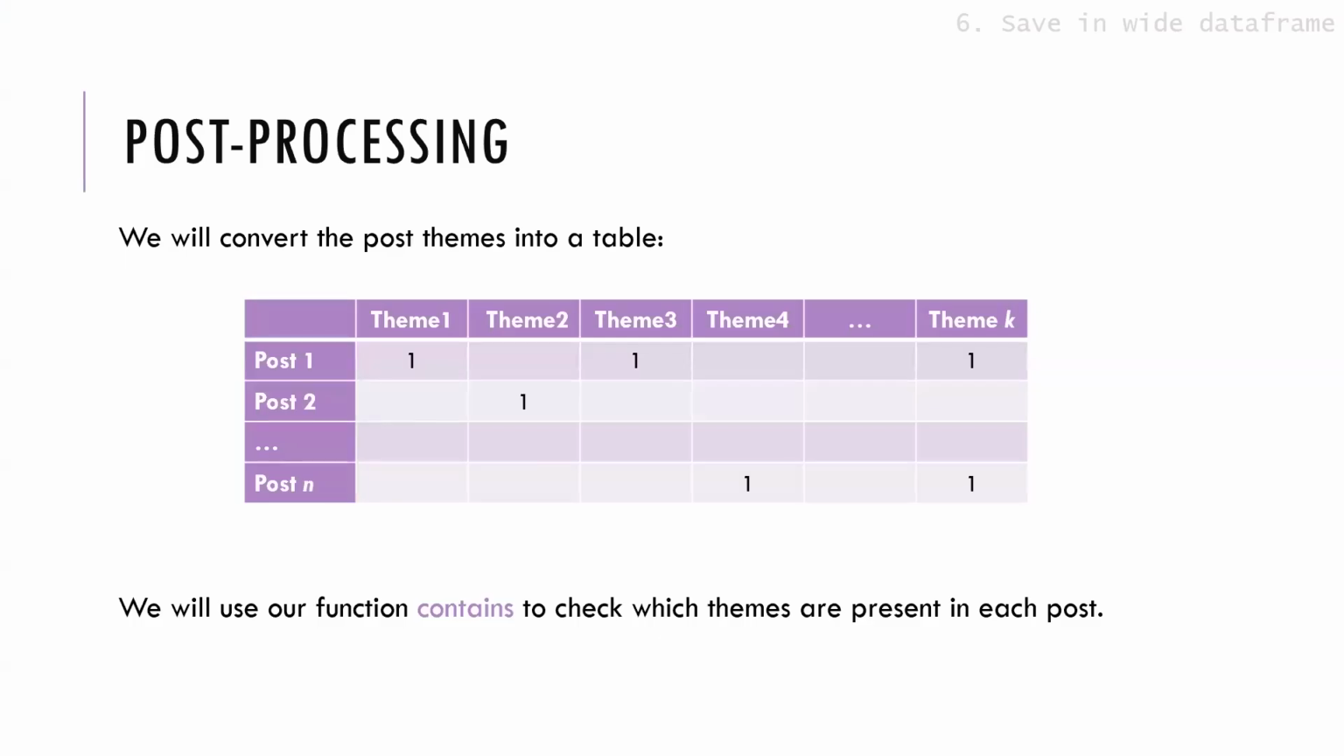Now, maybe for your analysis, you might find that you would prefer a table like the following. Okay, so I've included some scripts to convert the data into a table where the rows are the different posts, right? And then the columns are all the themes, and then you put a 1 if that theme is present in that post. Okay. So in order to do this, we will need our function contains. Basically, we're going to run through our posts, the themes for each post, and then check if each theme is present in that list of themes.